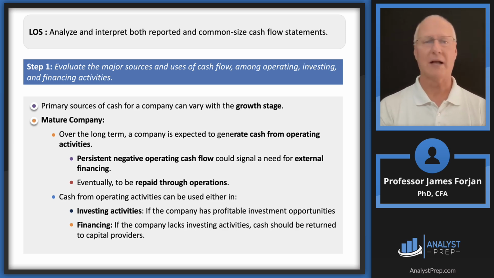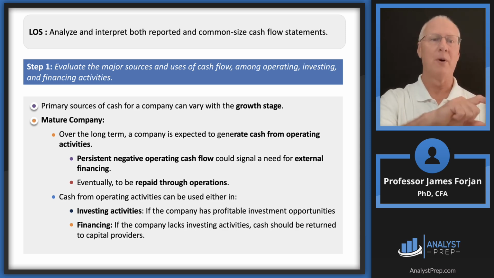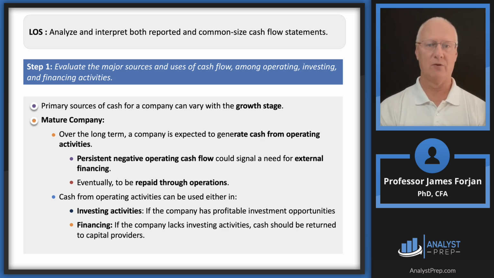What's the goal of the business? Maximize shareholder wealth. One way we do that is by making something for pennies and selling it for dollars. The accountants call that a margin. And so what are we looking for here? Mature companies, we're looking for persistent operating cash flows because of those brand names.